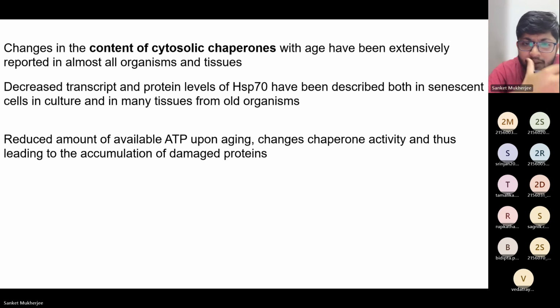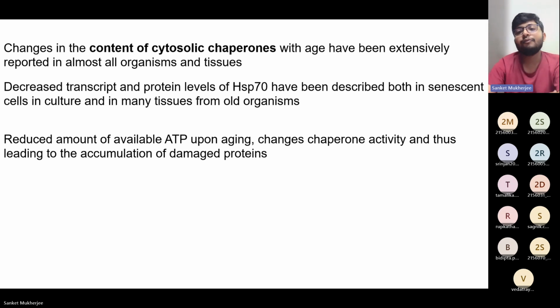So in the context of aging, we have seen that the content of chaperones has changed with age. There is decreased transcription and protein levels of HSP70. HSP70 is a molecular chaperone, and this has been described in both senescent cells in culture and in many tissues from old organisms. Also, there is reduced availability of ATP once you age. Hence the chaperone activity is also lowered once you age.